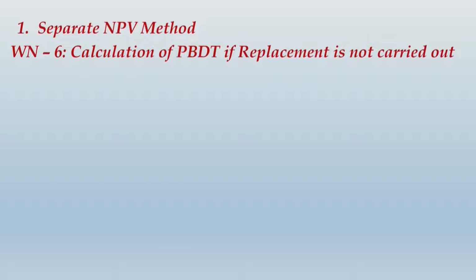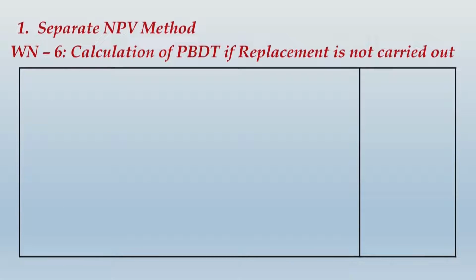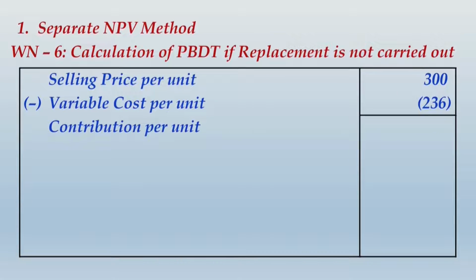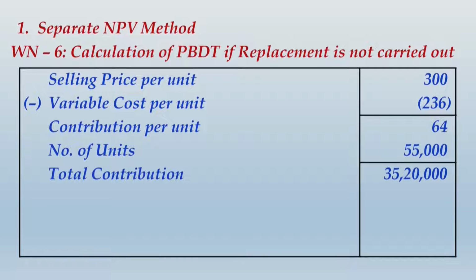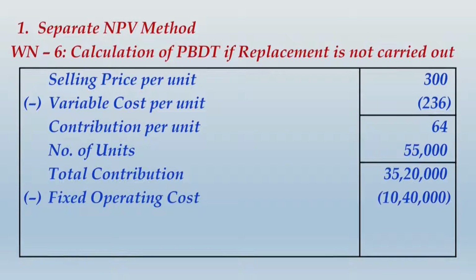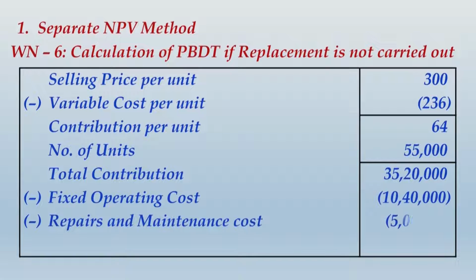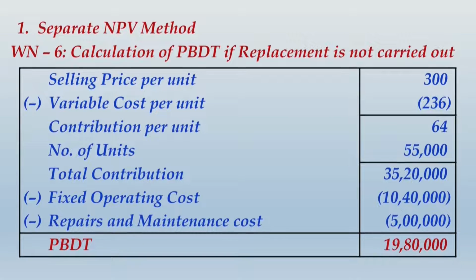The working note sequence will be working note 6, because 5 working notes we have already mentioned earlier. So we will now compute the profit before depreciation and tax if replacement is not carried out. Selling price per unit reported in the question is 300, variable cost per unit is 236, contribution per unit will be 64. Number of units that you are producing and selling currently is 55,000 units. Total contribution will be 35,20,000. Fixed operating cost other than depreciation is 10,40,000. Repairs and maintenance cost that you are incurring at the current level is 5 lakhs. So the profit before depreciation and tax will be 19,80,000. So please write up this entire calculation and then I take you ahead.